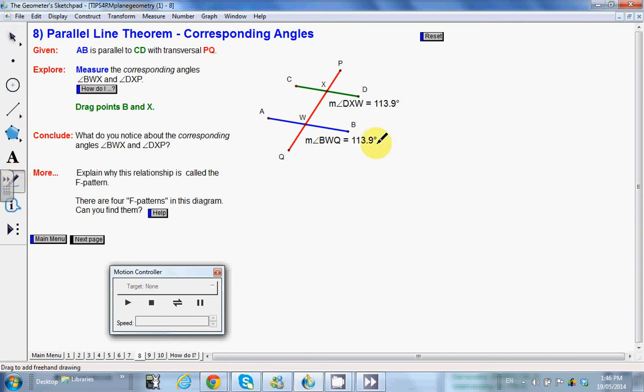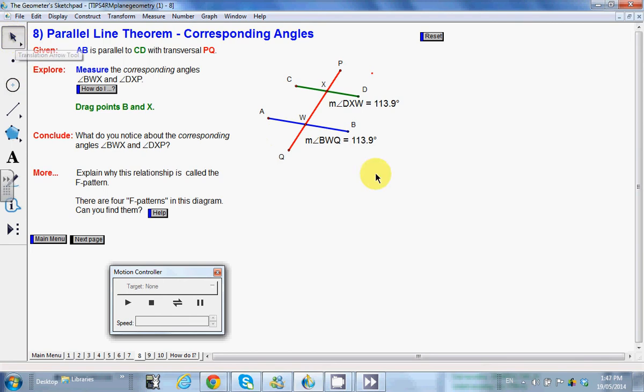So again, we could have an upside down, even backwards F. Oops, I didn't like that, so I stopped there. But again, we could have this backwards, upside down F. So let's go ahead and measure the angles one more time.